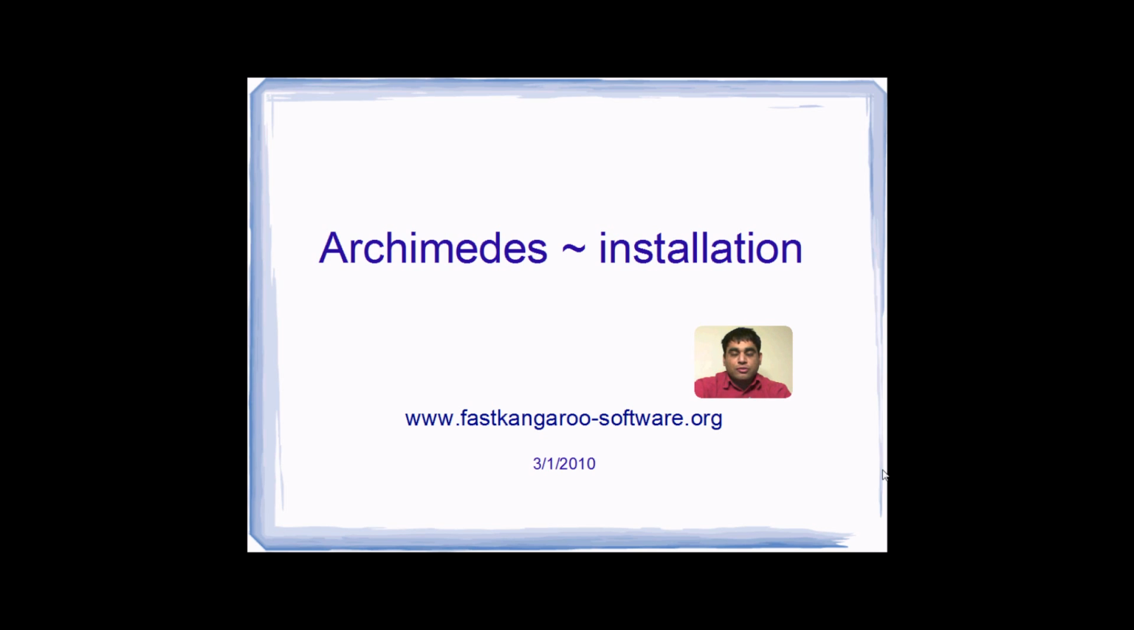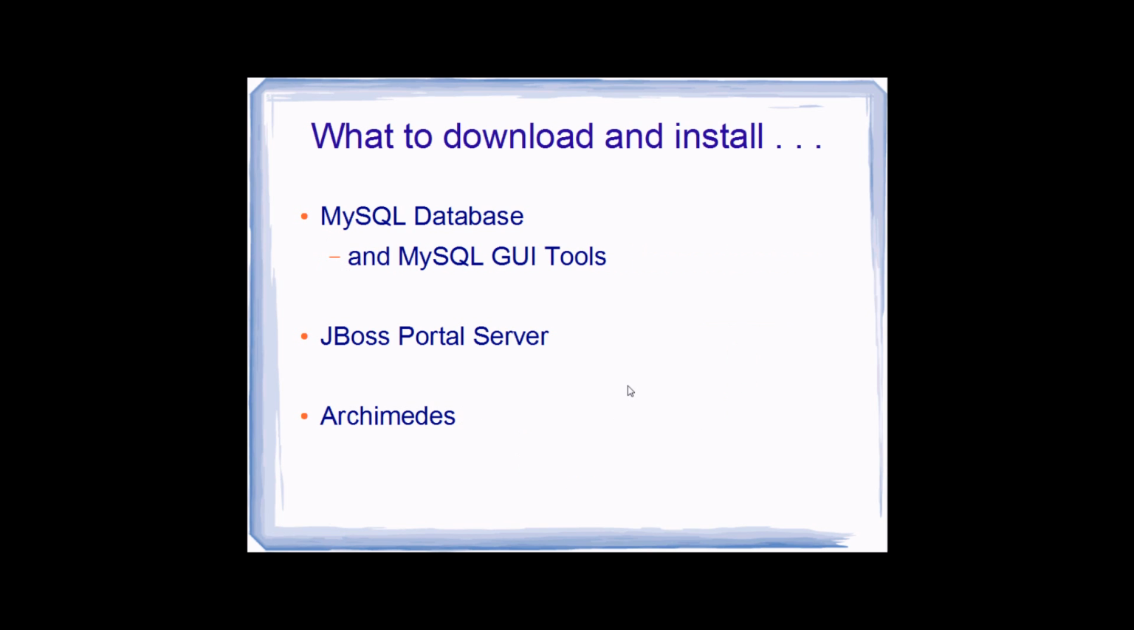You will see a video of me whenever I have to make a key point, so please keep that in mind and let's get started. To install Archimedes, we need to do three things. We need to install the MySQL database along with some GUI tools which make it easy to manage MySQL. We need to install the JBoss portal server. And finally, we need to deploy Archimedes on the portal server.